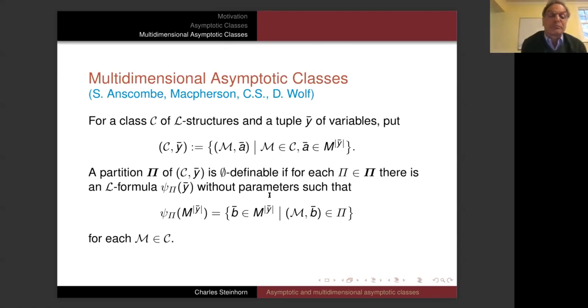So what's the point? For a class of L structures and a tuple of variables, what we're going to do is take a partition of this set. The a's are going to be your parameters here. And we say that it's zero definable if for each element of the partition, there's a formula where you plug in the parameters, and that tells you when you're in that set in the partition.